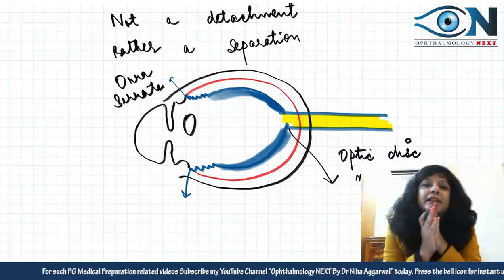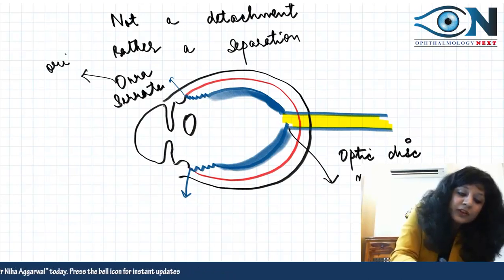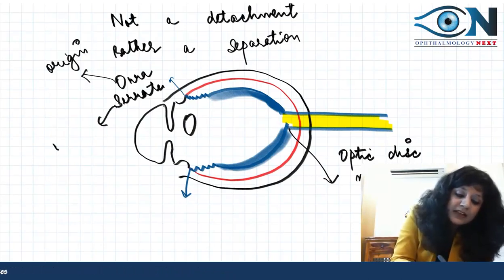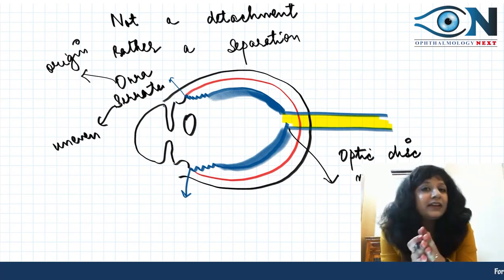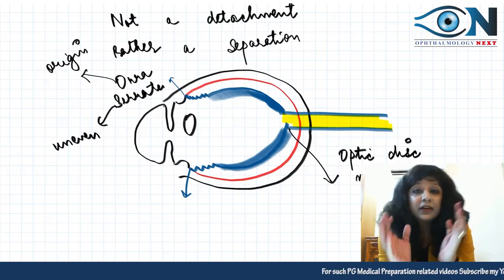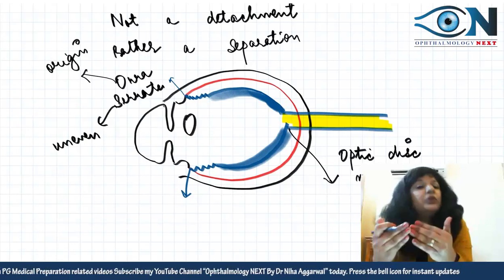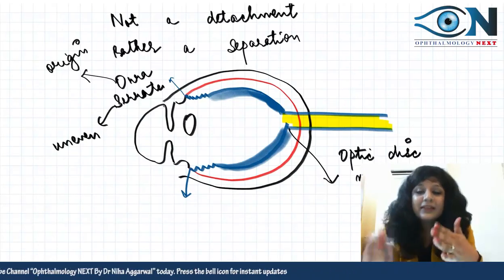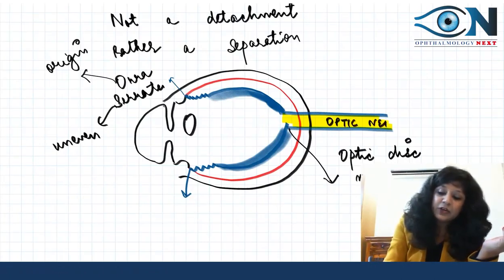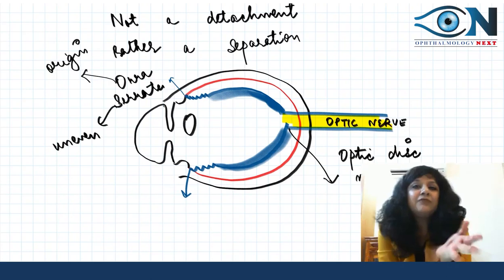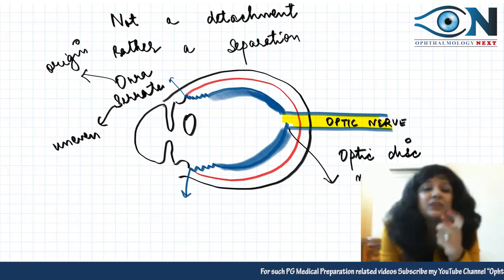This is also an MCQ in itself. Now what is ora serrata? Ora means origin, and serrata means uneven. So it is the uneven origin, present at the junction of the ciliary body and the choroid. The retina continues backward, and then only one layer continues to form this optic nerve. So we can say that the retina extends from the ora serrata to the optic disc margin. So why am I saying that it is not a detachment?